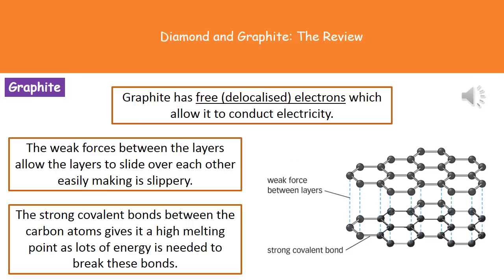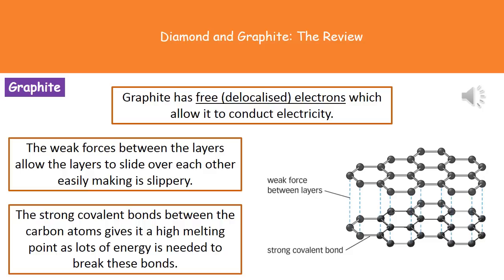For those higher tier answers we need to understand why it has some of these properties. Now as we've said, graphite can conduct electricity, and the reason it can do that is because it does have these free or delocalized electrons. So hopefully we do remember that electricity, when we've got our current there, it's the flow of electrons. So if we've got free or delocalized electrons available, they can flow through the graphite, therefore conducting electricity.